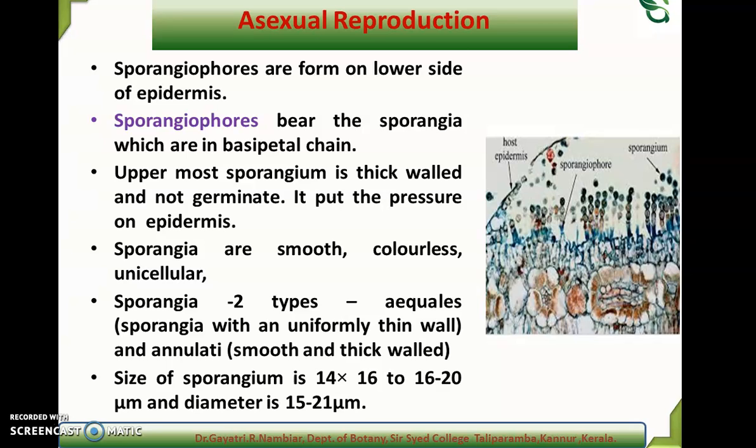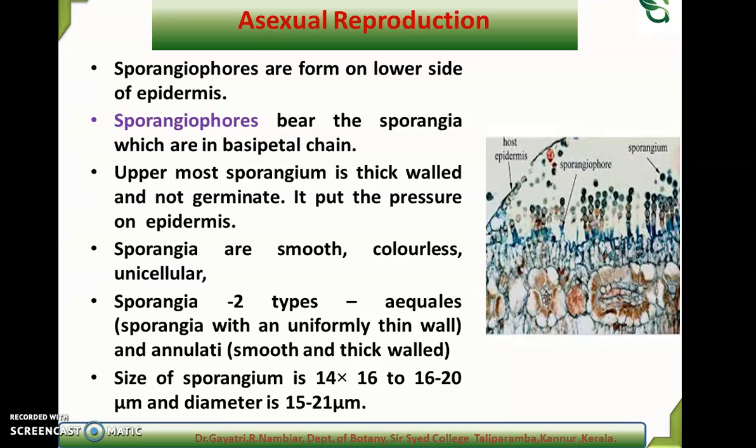The sporangia are smooth, colorless and unicellular, and based on the type of sporangia, two types of Albugo are there, aequales and annulati. Aequales means the sporangia have a uniform thin wall. Annulati means smooth as well as thick wall portions are present. The sporangium varies in length from 14 to 16 or 16 to 20 micrometer and diameter is 15 to 21 micrometer.